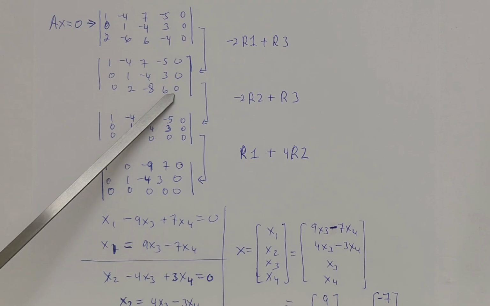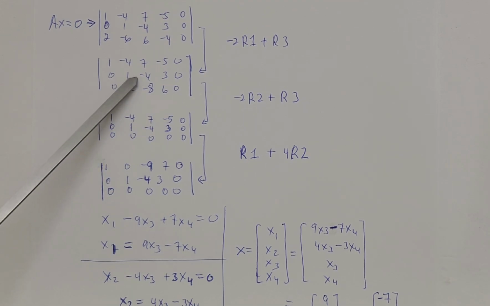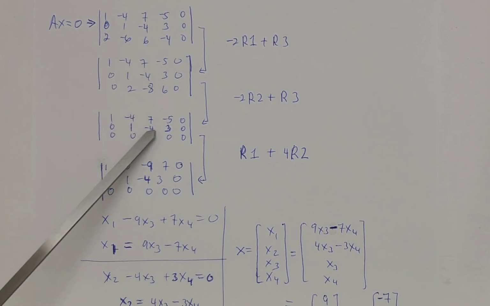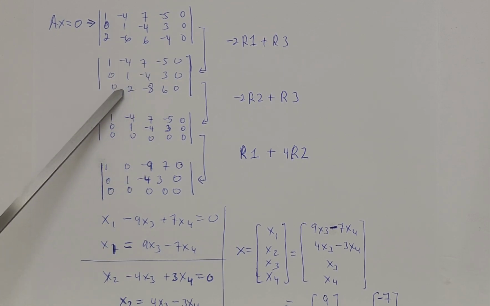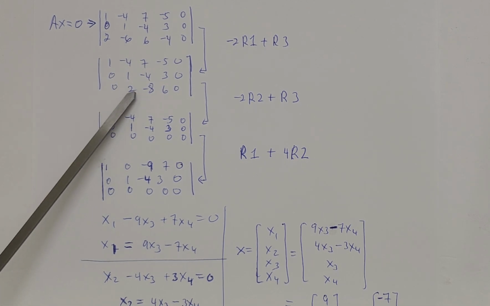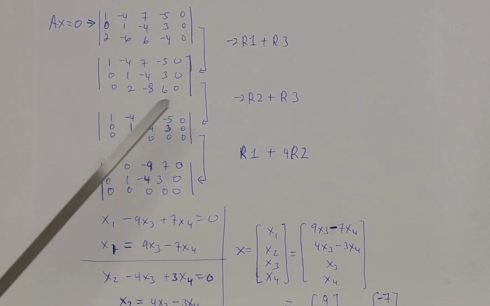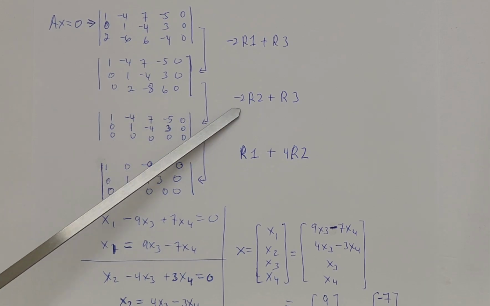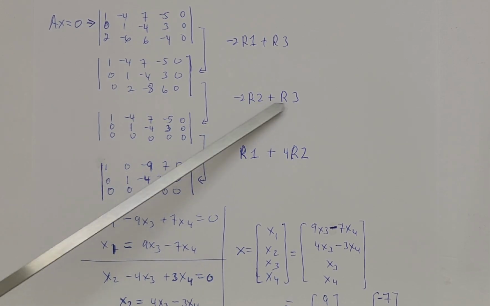Next, if you notice, this right here is a 1, so we'll leave that alone. So row 1 and row 2 stay as is here. We need to make this become a 0, just like down here. Since this is a positive 2, we're going to do negative 2. So always the opposite to get a 0. So negative 2 times R2 plus R3.